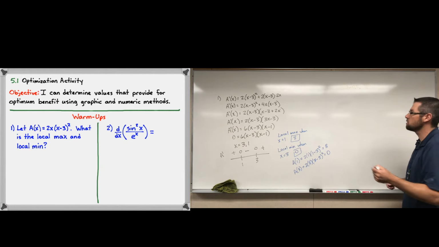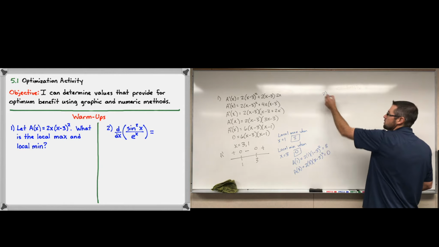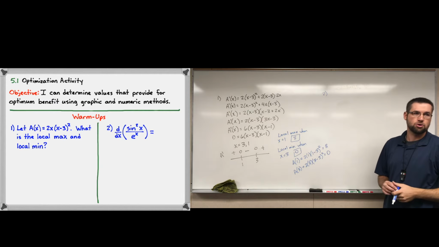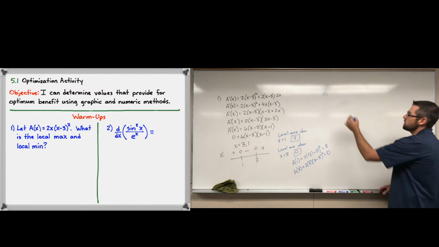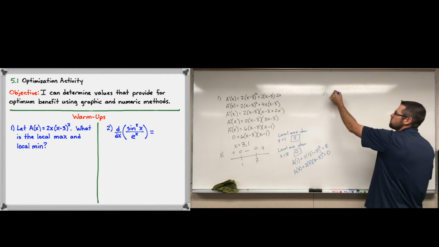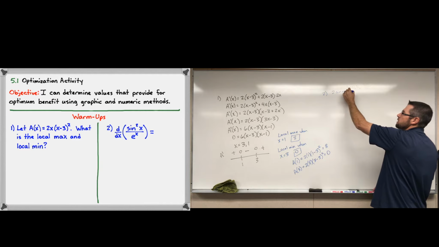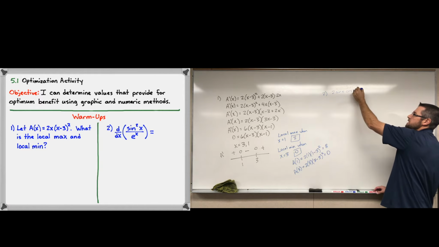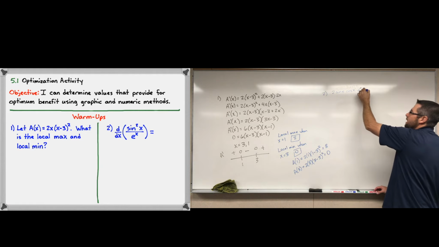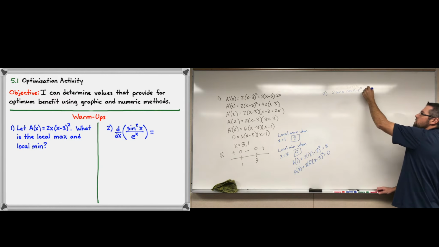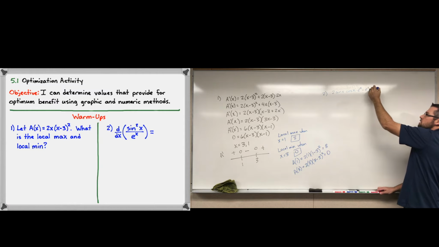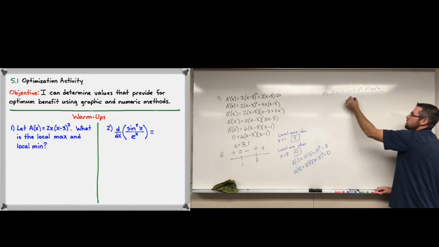Number 2. That one's easy. What do you do? Quotient rule, chain rule, trig, exponent. So what's the derivative of the top? 2 sine of x times cosine of x times the bottom, minus derivative of the bottom, e to the x times sine squared x, all over e to the x squared.